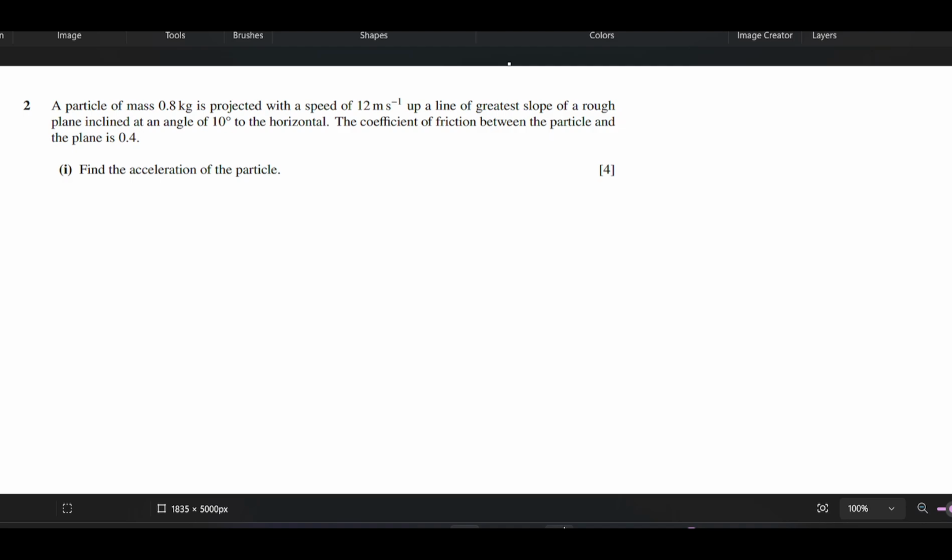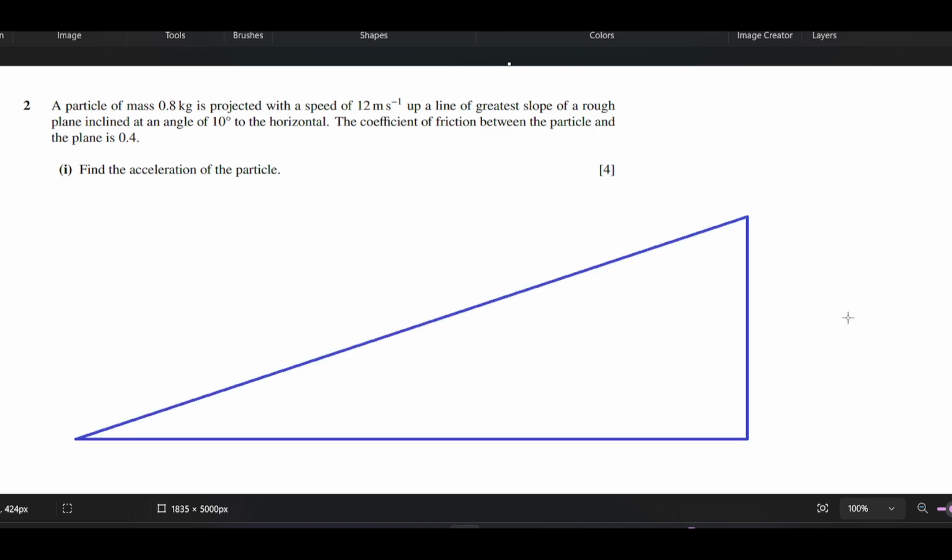What we want to do is, I suggest you draw a diagram, because a diagram helps you visualize the forces acting on the particle and helps you decide how to put the equations that pertain to its motion. So if we have a slope here inclined at 10 degrees to the horizontal, mark the 10 degrees right here, and let's say the particle is sitting at this point.